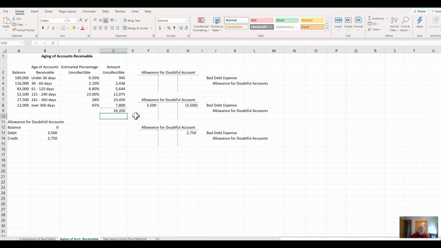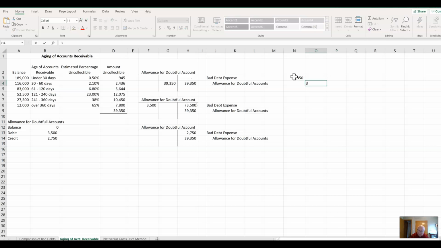39,350. Now we're going to do it a little different here. Remember, this is adjusted to the amount. Okay, so on our balances here, we want 39,350 in each of these accounts to end up with 39,350. I forgot the zero there, didn't I? Okay, and this is going to be 39,350. So what we have to figure out, how much is our credit? Well, we start with the zero balance there, so that's just going to be 39,350. Okay, so that one will be 39,350 and 39,350.